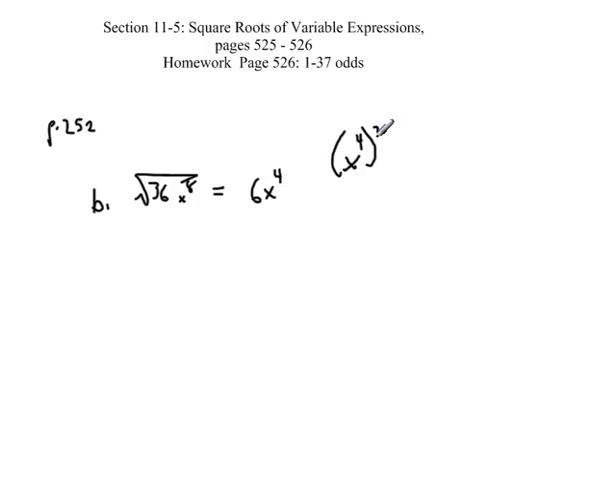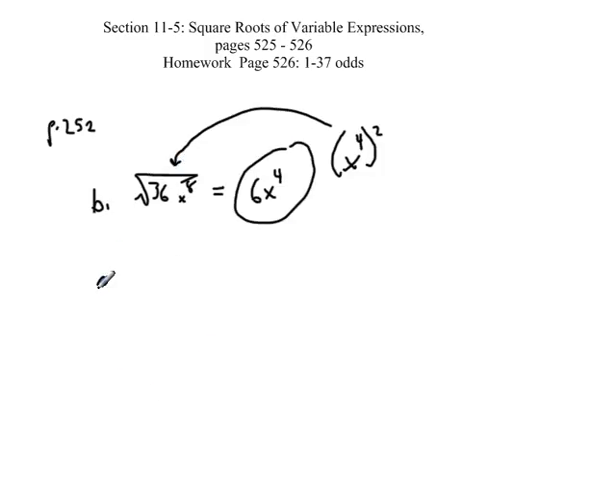All right? For examples, example 1, let's do B. And this is on page 525. For B, you've got the square root of 36x to the 8th. So the square root of 36 is 6, and the square root of x to the 8th is going to be x to the 4th, because x to the 4th squared is what gives you x to the 8th. All right, so that's your answer right there.